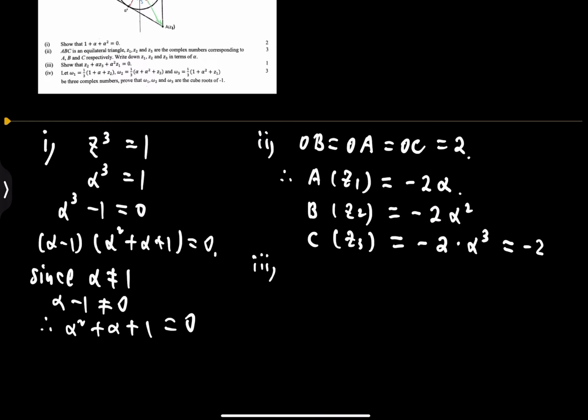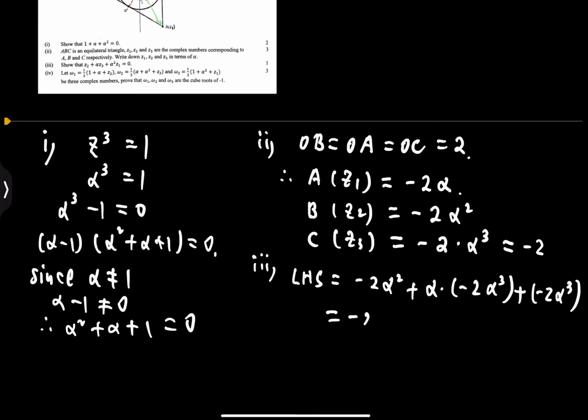So prove Z2 plus alpha Z3 plus alpha squared Z1 equals 0. So let's do the left hand side. The left hand side is equal to Z2, which is negative 2 alpha squared, plus alpha times Z3. Z3 is negative 2 alpha cubed, which is negative 2 times 1. Okay, I'm going to change this later on. And then plus alpha squared times Z1, which is negative 2 alpha cubed, because alpha squared times negative 2 alpha becomes this. So I'm going to simplify this.